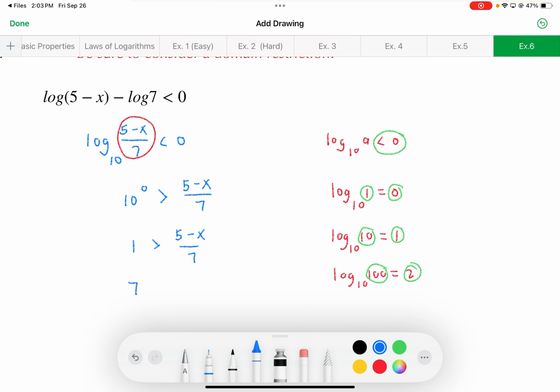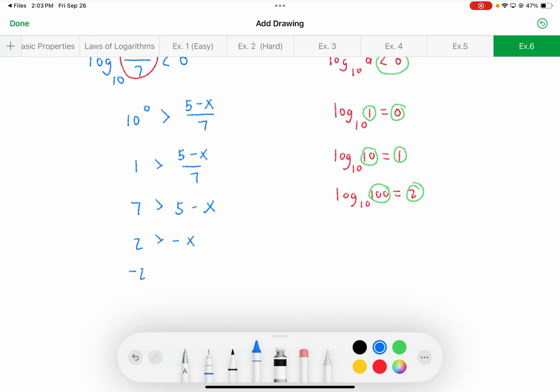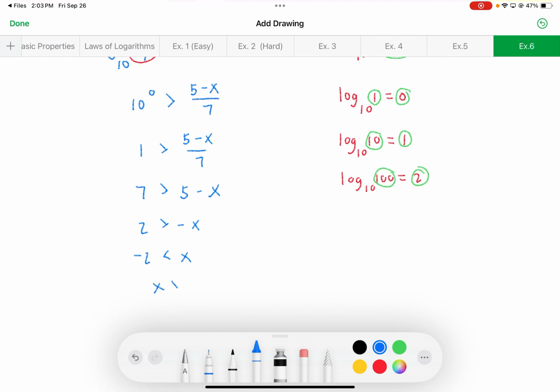Multiply both sides by 7. Subtract 5. Divide by a negative. That'll require you to flip the symbol back. So I end up with negative 2 is less than x. That's the same, of course, as saying x is greater than negative 2, right? Now, at this point, you're going to be tempted to stop and say that's your solution. There's an infinite number of values there, right? Some of those could make the original logarithms of the inequality undefined.